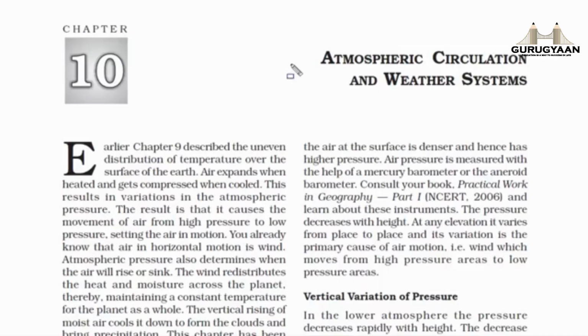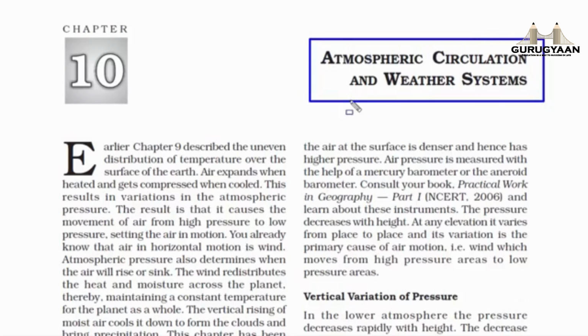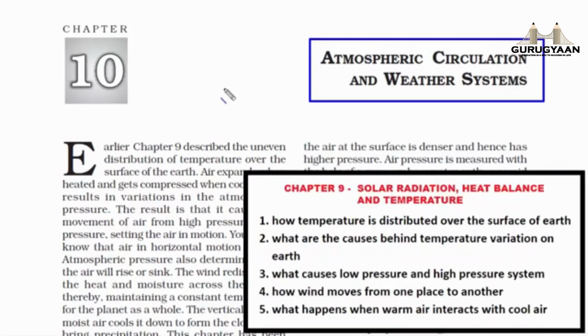This video is on chapter 10, atmospheric circulation and weather systems. In the previous chapter, we read about how temperature is distributed over the surface of Earth. We have also seen that not every place on Earth has the same temperature and what the causes behind it are. Then we also read about what causes low pressure and high pressure systems.